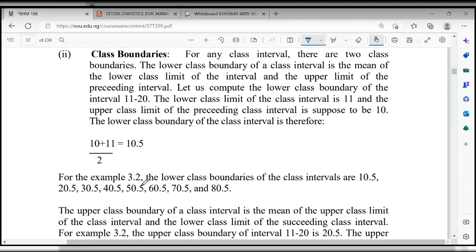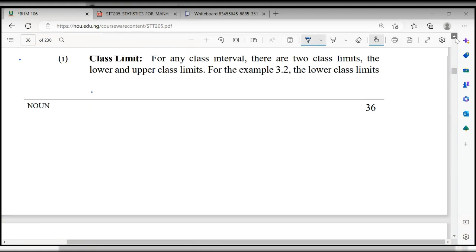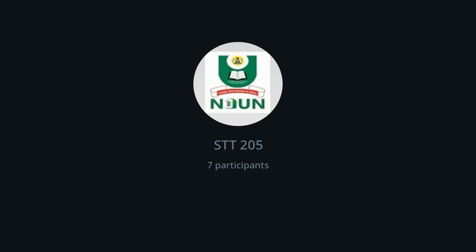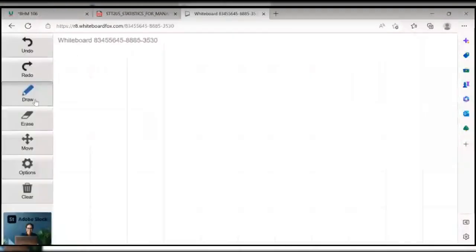Let me use the one that we can see on the screen, because this first one might be confusing. If I want to create the class boundary from this number, let me start from here. I'm going to open the whiteboard. So the class limit is 21 to 30.